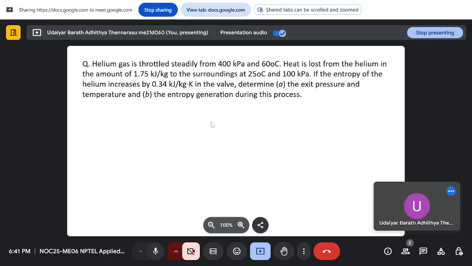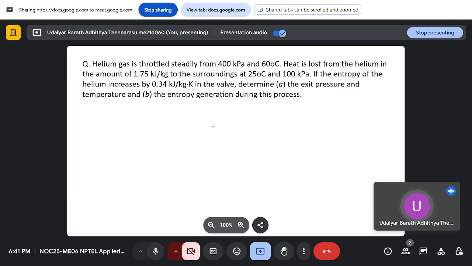Next, helium gas is throttled steadily from 400 kilopascal and 60 degrees Celsius. Heat is lost from the helium in the amount of 1.75 kilojoule per kg to the surroundings at 25 degrees Celsius and 100 kilopascal. The entropy of the helium increases by 0.34 kilojoule per kg Kelvin in the valve. Determine A, the exit pressure and temperature, and B, the entropy generation during the process.